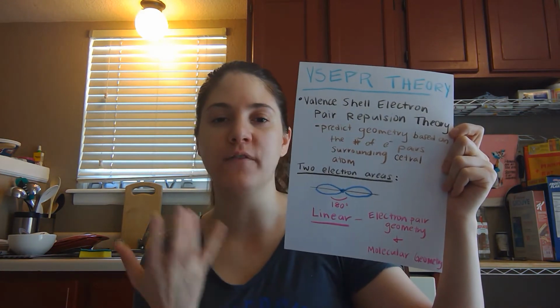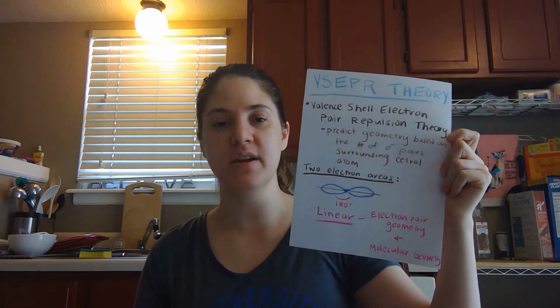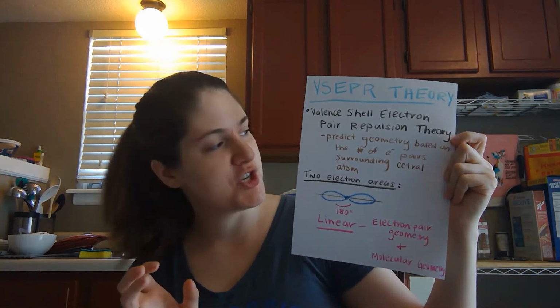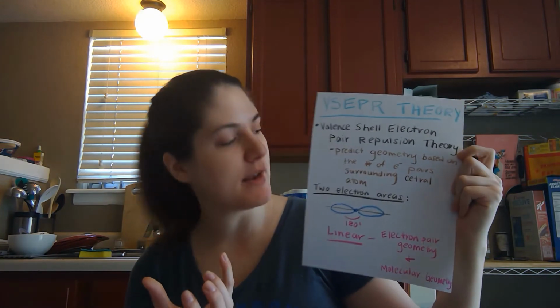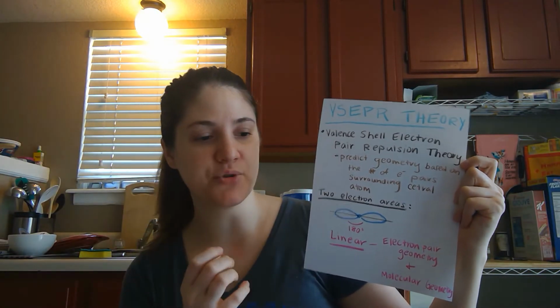VSEPR theory, or valence shell electron pair repulsion theory, is a theory that allows us to predict the geometry of a molecule based on the number of electron pairs surrounding that central atom. So we have a central atom, and it will have electron pairs around it. They'll either be bonds or lone pairs, but they're going to try to surround it in a way that will maximize the distance between them, because electrons are all negatively charged, so the bonds are going to repel each other, and they're going to try to arrange themselves to be as far apart from each other as possible.